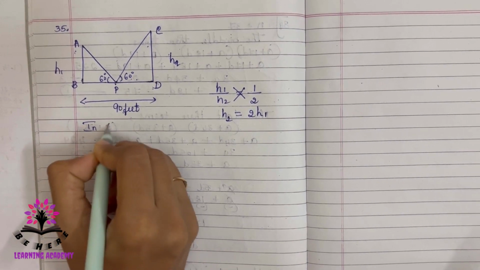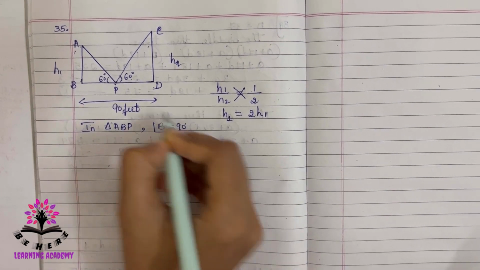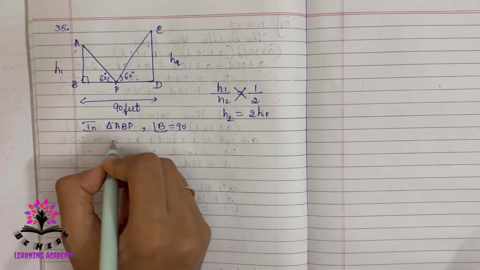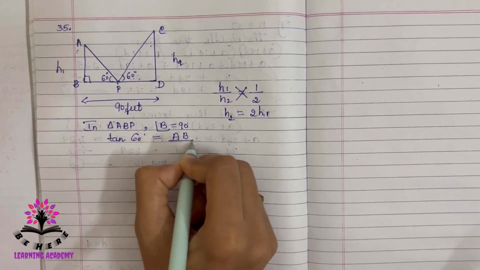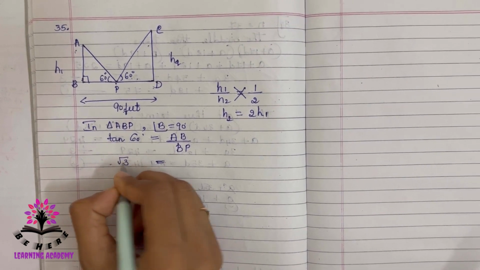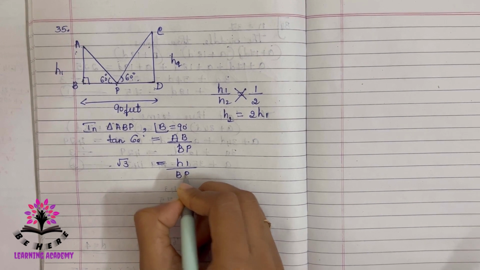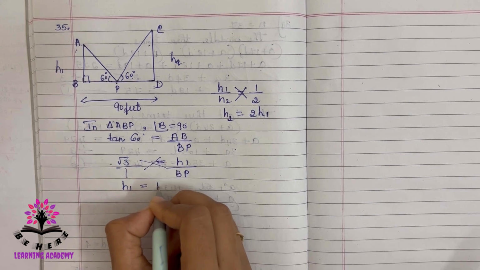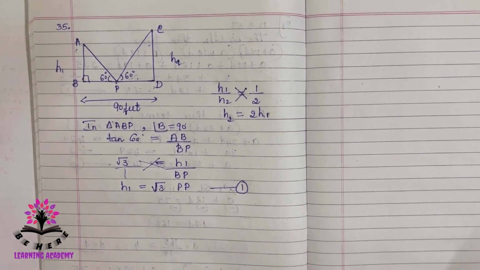In triangle ABP, angle B is equal to 90 degrees, and this is 60 degrees. I will apply the tan function here. Tan 60 degrees is equal to AB by BP. Tan 60 is root 3, AB is H1, and BP I will write as it is. So H1 will be equal to, cross multiplying, root 3 into BP. I will name it equation number 1.